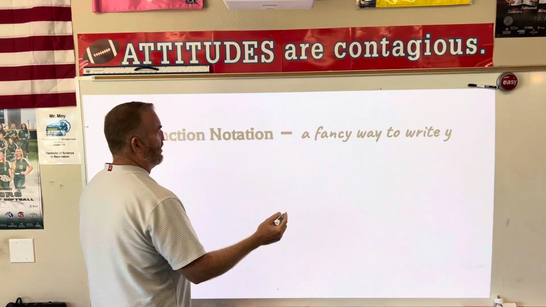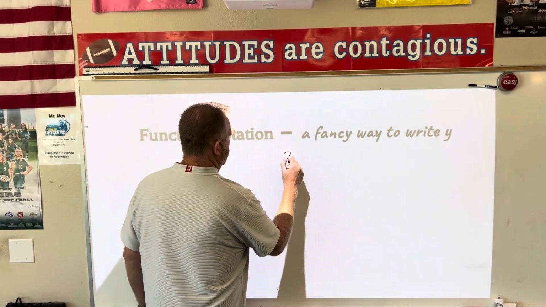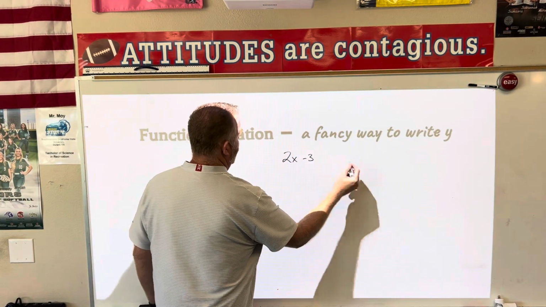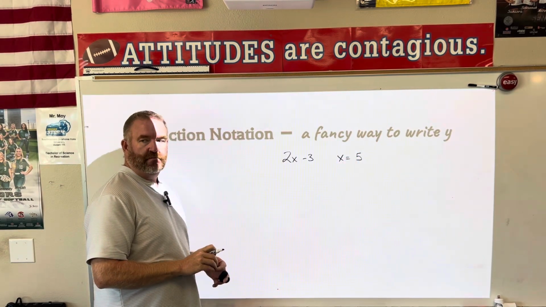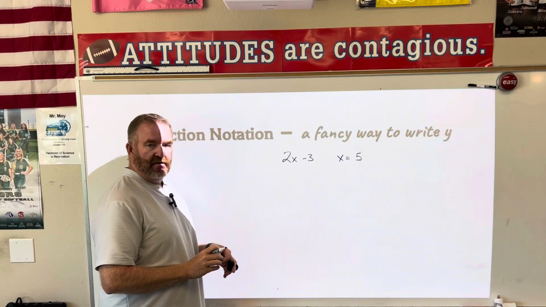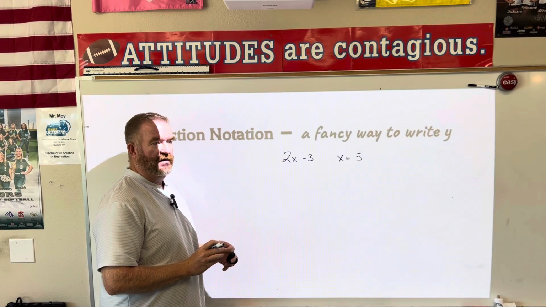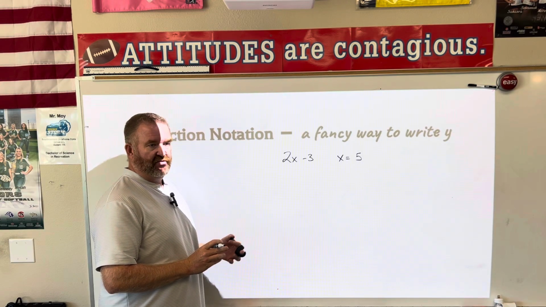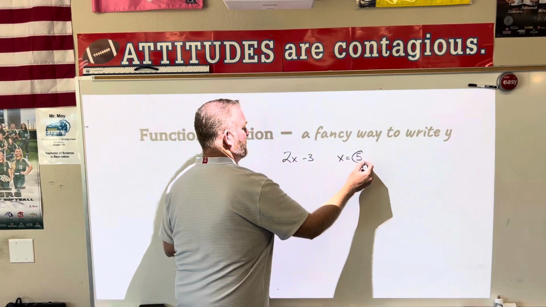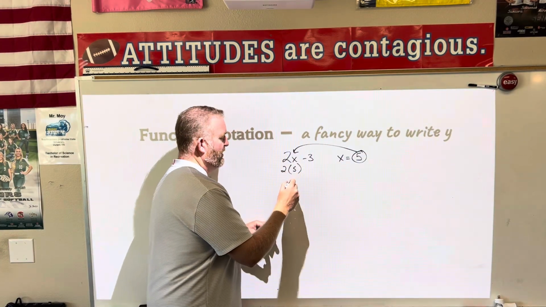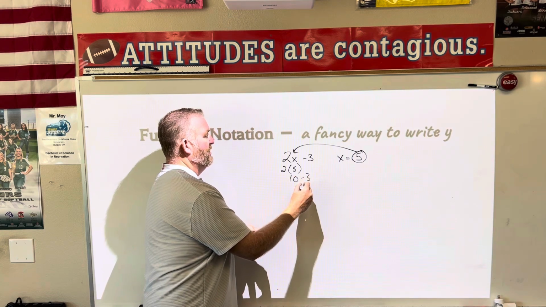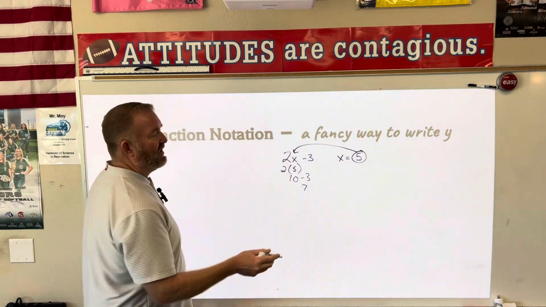If I ask you to solve this, and I told you that x equals 5, what would you do? That's what x equals, right? So I'm going to take this number and I'm just going to substitute it in for x. So 2 times 5. What's 2 times 5, guys? 10 minus 3? 7.